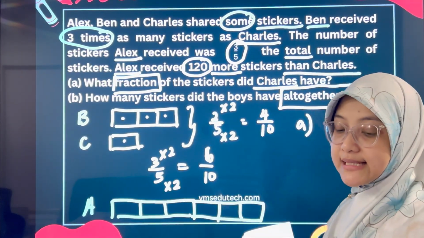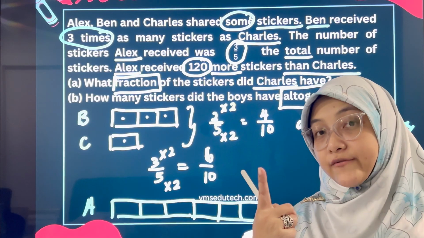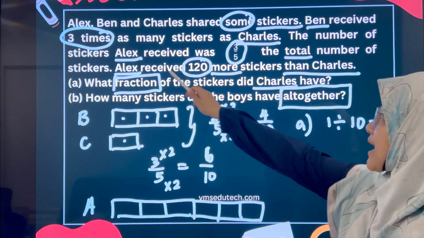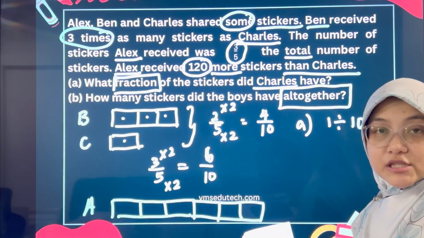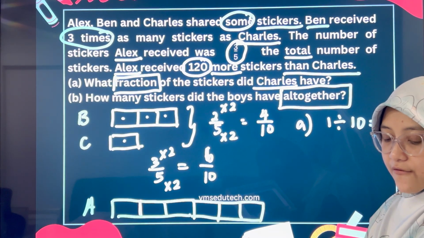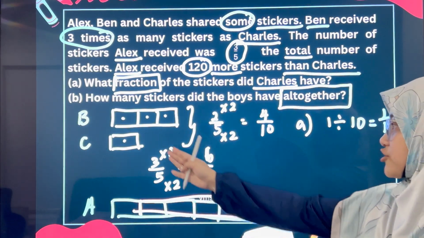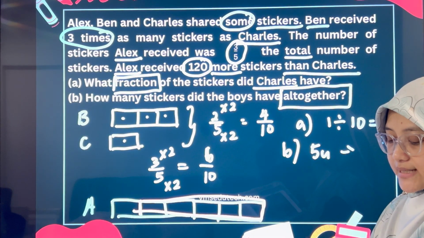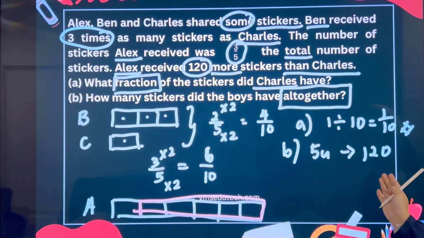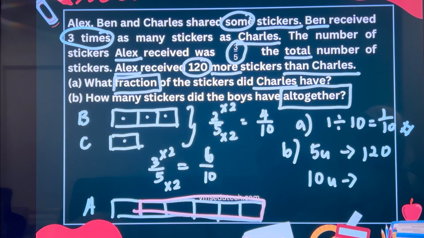Part B, how many stickers did the boys have altogether? There's one more information that we have not used, which is here. Alex received 120 more than Charles. Based on our model, it is easy for us to see that Alex received 5 more units than Charles, which means 5 units represent 120 stickers. I want to know altogether consists of 10 units, and that will be 2 multiplied by 120. That gives us 240 stickers in total.